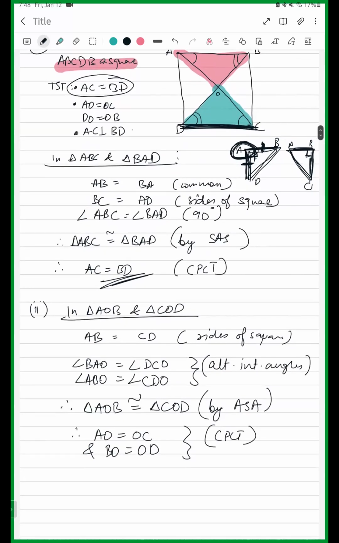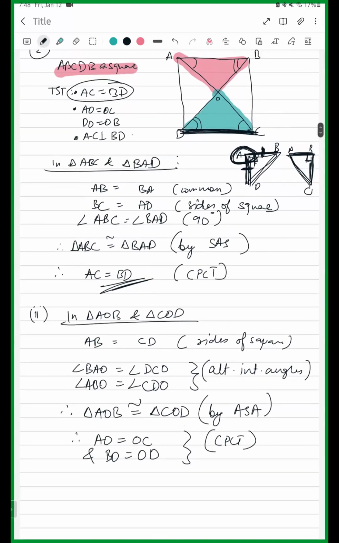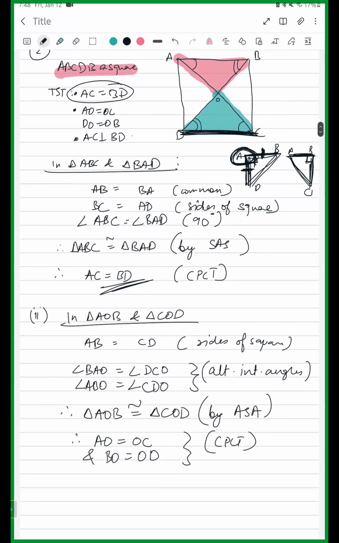Now the third part was what? We need to prove that AC is perpendicular to BD. So for this, there are a few tricks to remember about which two triangles to take. Because in the quadrilaterals chapter, all we are doing is taking triangles and proving them congruent.